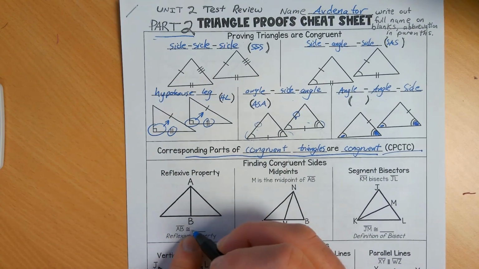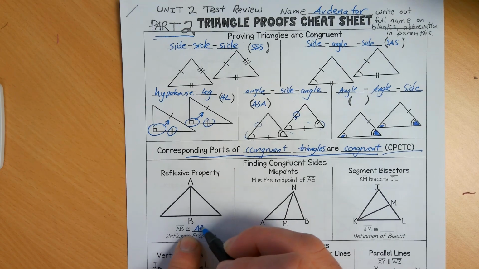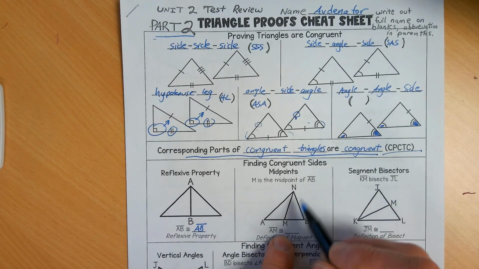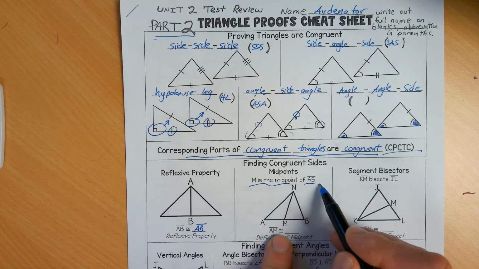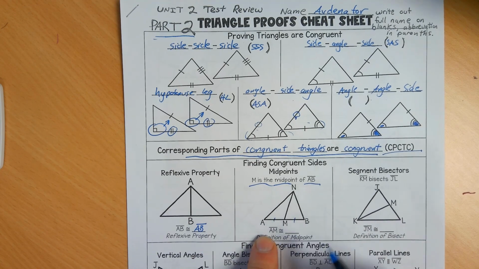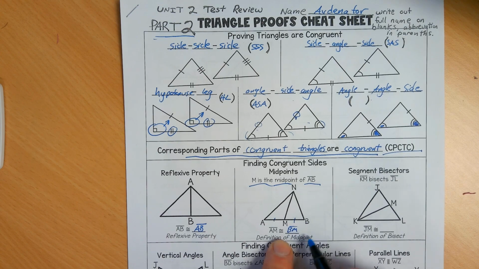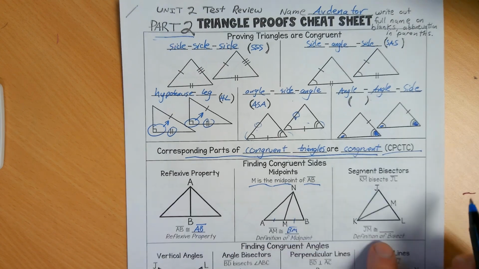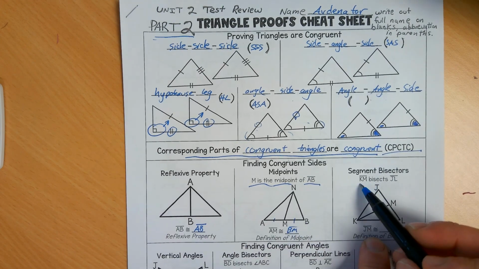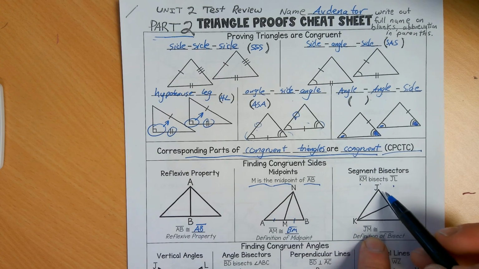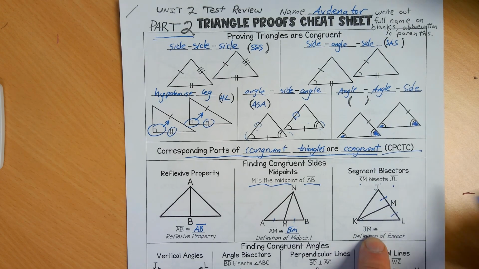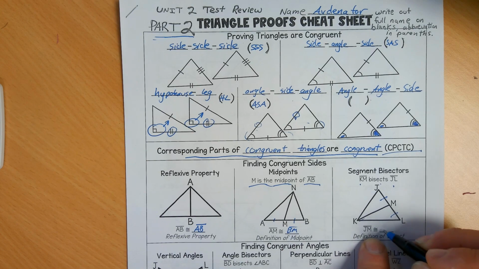Alright, a quick reflexive property: segment AB equals itself, or is congruent to itself. M is the midpoint of segment AB, so it splits it in half, so AM is the same as BM, or MB, doesn't matter which way you put it. Your choice. Segment KM bisects segment JL, so this is like the same. These are split in half, so segment JM equals segment ML.